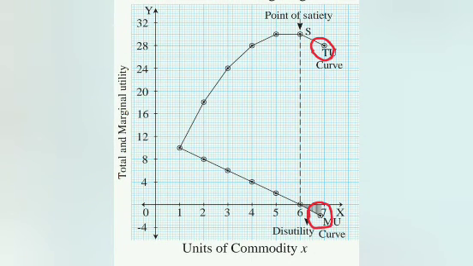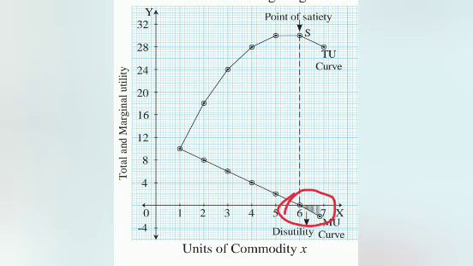Then after this point, any additional unit consumed results in a decline in total utility, while marginal utility becomes negative. TU downward, MU negative. That means when total utility declines, marginal utility intersects the x-axis and becomes negative. It shows dissatisfaction of the consumer. In this case, the TU curve starts falling and the MU curve enters the negative quadrant.